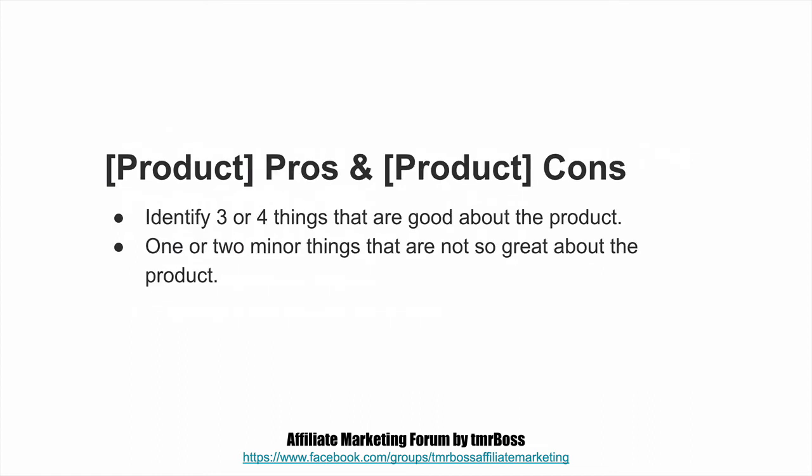After that, the next section is the product pros and cons. It's basically a bullet list of pros and cons. You just have to identify 3 or 4 things that are good about the product and then mention 1 or 2 minor things that are not so great about the product. This basically summarizes some key points about the product to your reader, right? And also provides people some break from reading sentences and paragraphs.